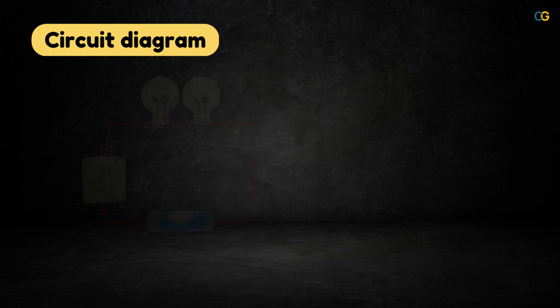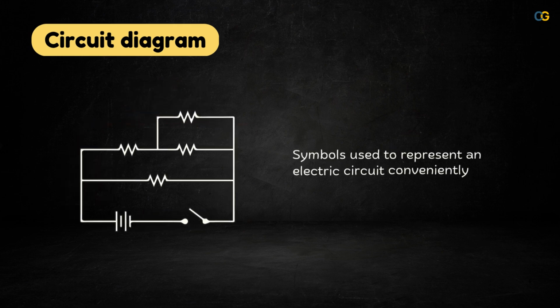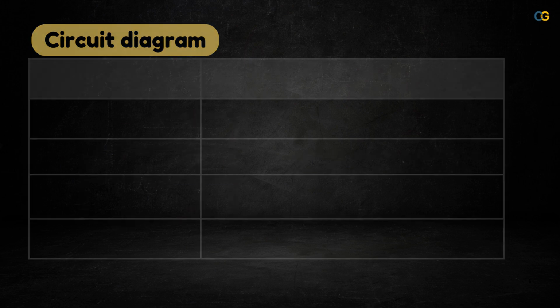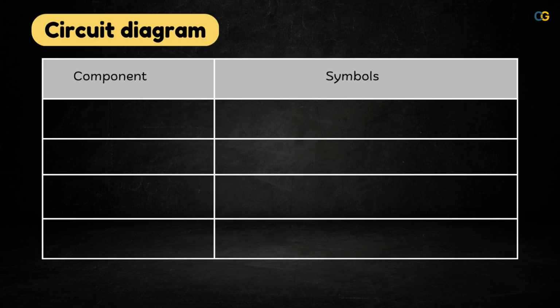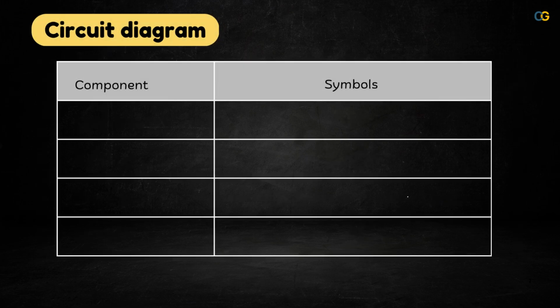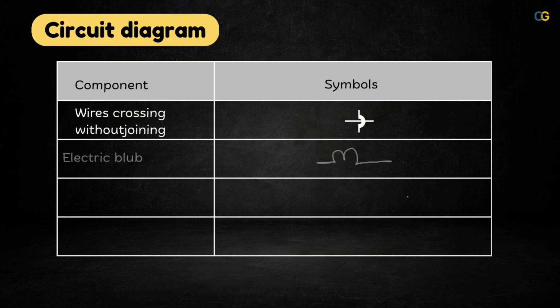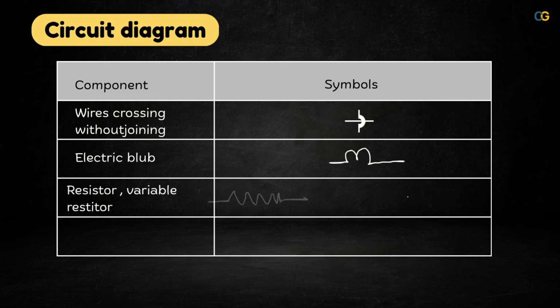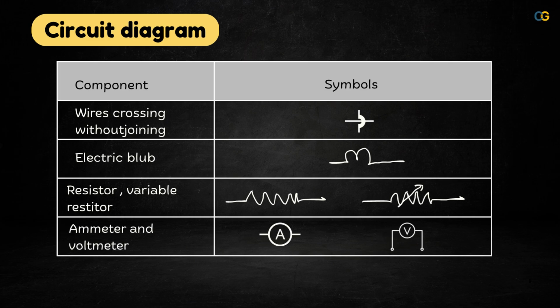We generally have a lot of elements in a circuit diagram. Instead of representing it as such, we use symbols to represent the electric circuit conventionally. So the conventional symbols of an electric cell, a battery, a plug which is closed and open, a wire joint, a wire crossing without joining, an electric bulb, a resistor, a variable resistor, an ammeter and voltmeter are as follows. We will use these symbols in our circuit diagrams to show different elements as discussed.